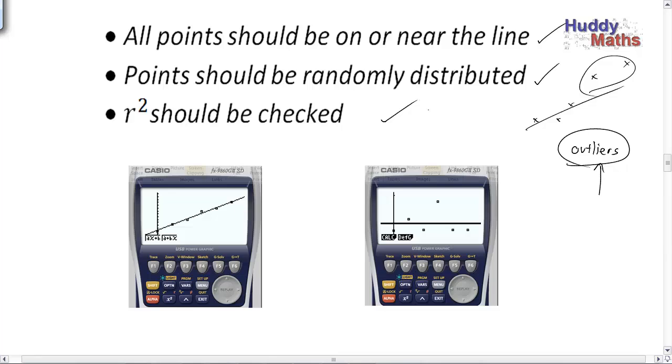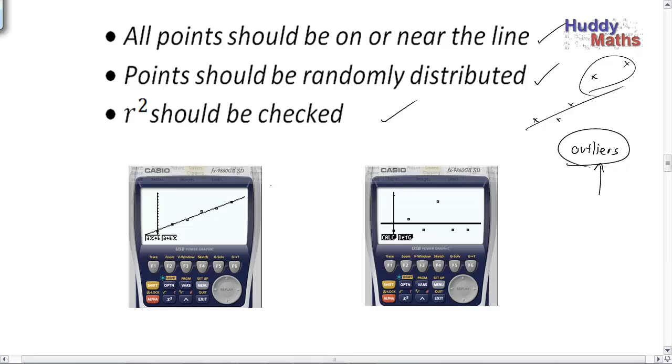R squared should be checked. Now notice R squared should be checked as the last point here, because quite often you can get a low R squared through the balancing out of points, but the model is not necessarily good. Okay, so you come across that again later on in Year 12 course.